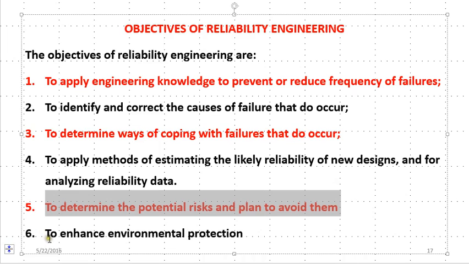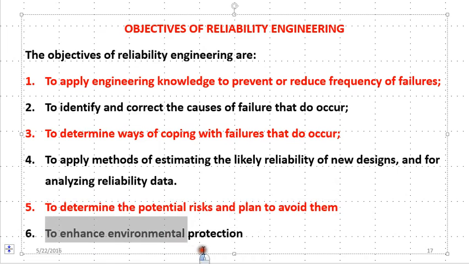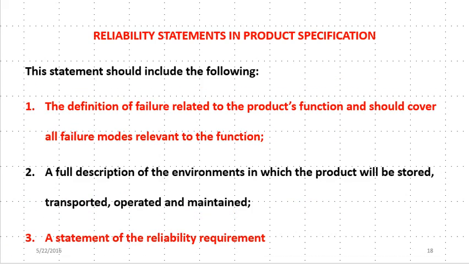And finally, another objective for learning reliability engineering is to enhance environmental protection. Yes, whenever you're using systems, machines that are very reliable, there is every tendency they will produce very minimal amount of pollution to the environment. Therefore, they are protecting the environment from the effect of pollution.